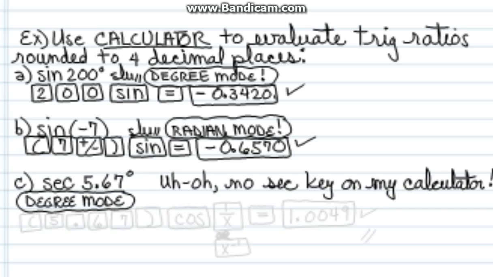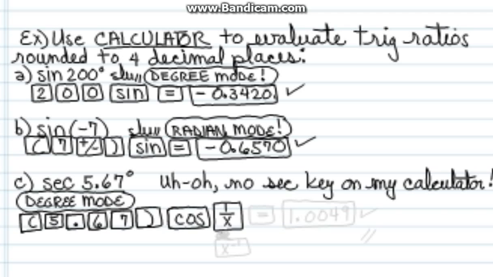Let's punch in the number. Parenthesis, 5, decimal point, 6, 7, close parenthesis. Okay, now, there's no secant key, so what am I going to do? Well, what's the reciprocal function of secant? It's the cosine. So hit cosine, and then the reciprocal function key is 1 over x, or in some people's calculator, it's x to the minus 1 power. So you hit that, and it turns the cosine into the reciprocal function, secant. And then hit the equal key, and you should have, rounded to 4 decimal places, 1.0049.